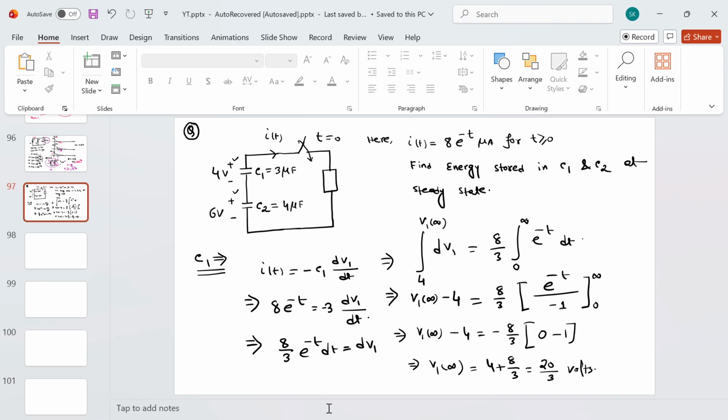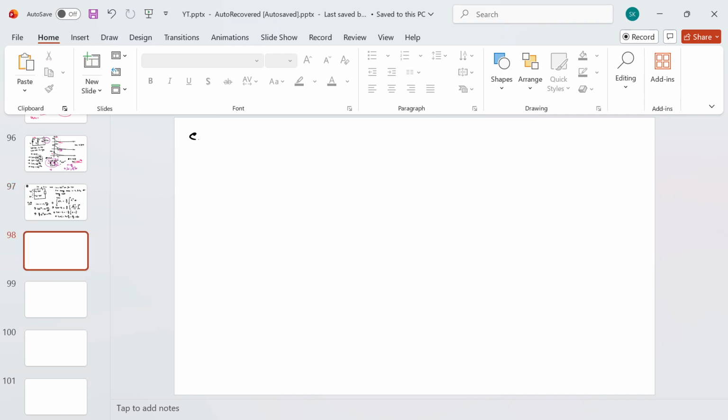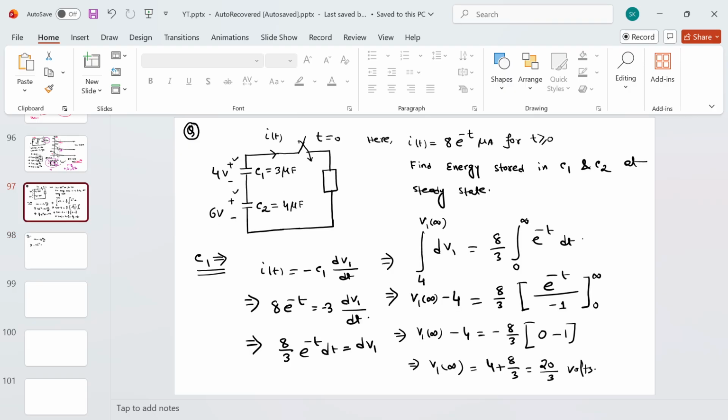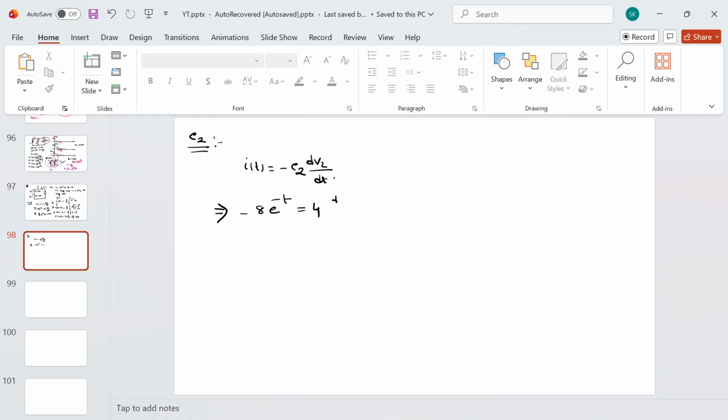Now we will do the same for the capacitor C2. So for capacitor C2, I(t) is equal to minus C2 dV2 by dt, that is minus 8e^(-t). C2 is simply 4 microfarad, times dV2 by dt.